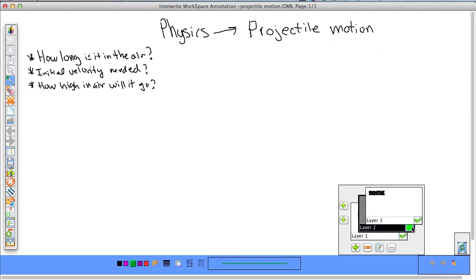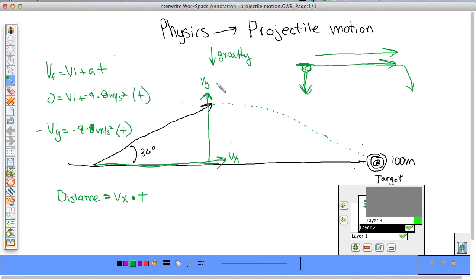But remember, the biggest thing about projectile motion is separating out your vector into a y vector and an x vector, because gravity will act on this one, and this one is going to tell you your distance. We'll do more and more of these as we go along, so lots of example problems.